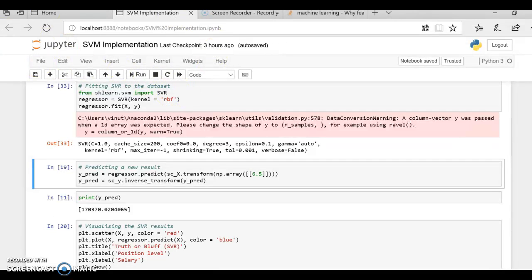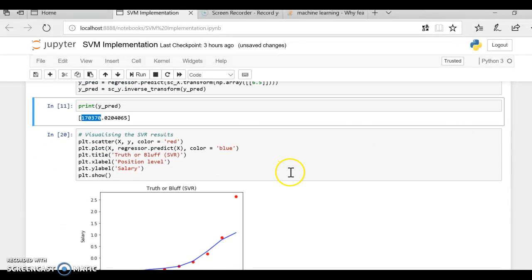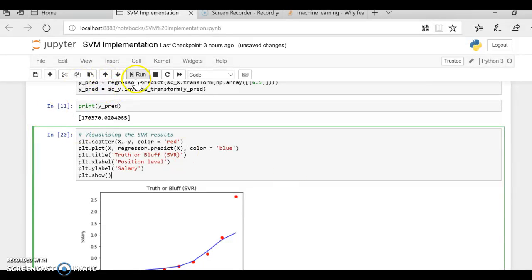For example, for a position level of 6.5, what would be the expected salary of this person? The model basically predicts whether a person, based on his position, is being given a correct salary, or whether it is too high on the employer end to provide that salary. So I'm running this here. We see here the salary is 170,370.